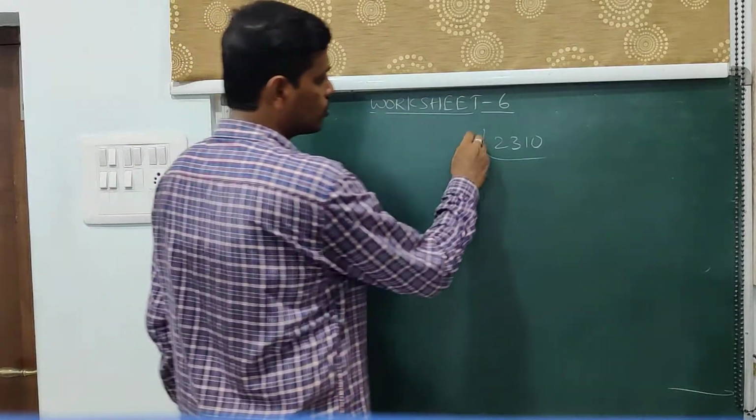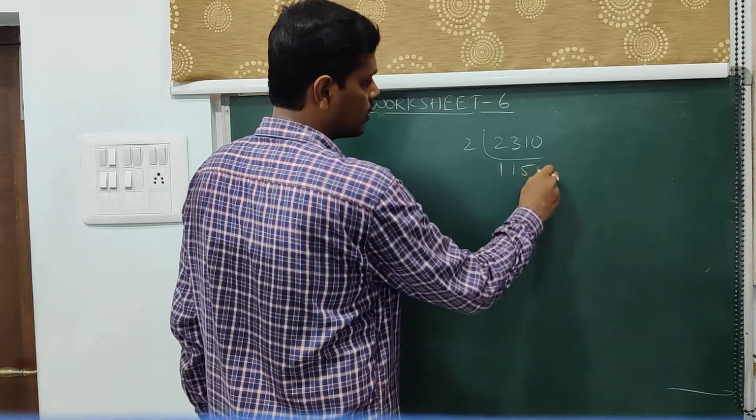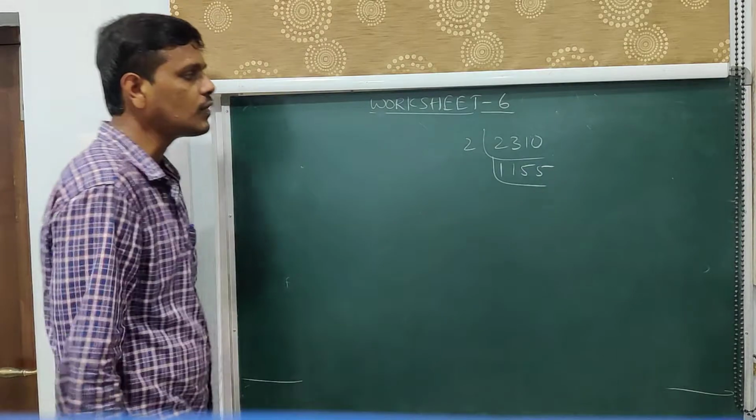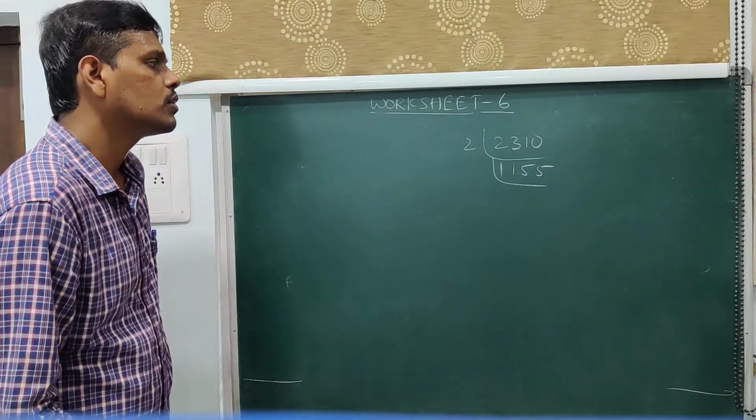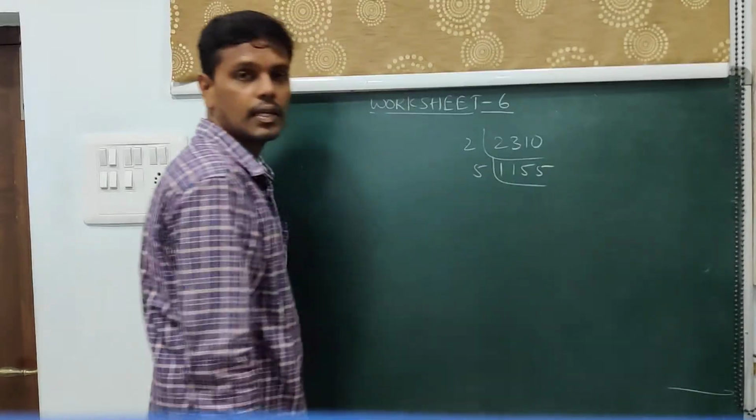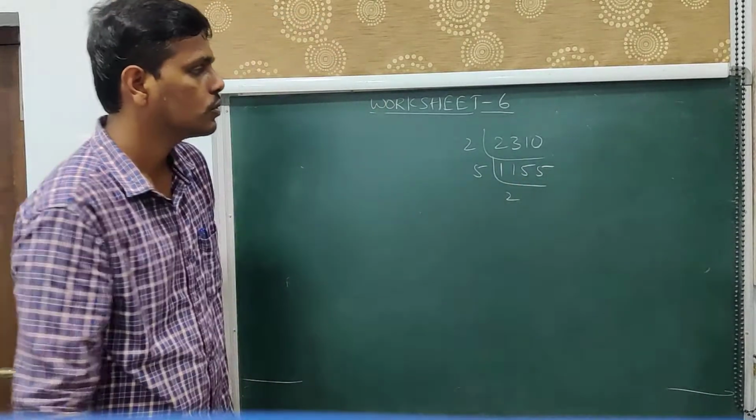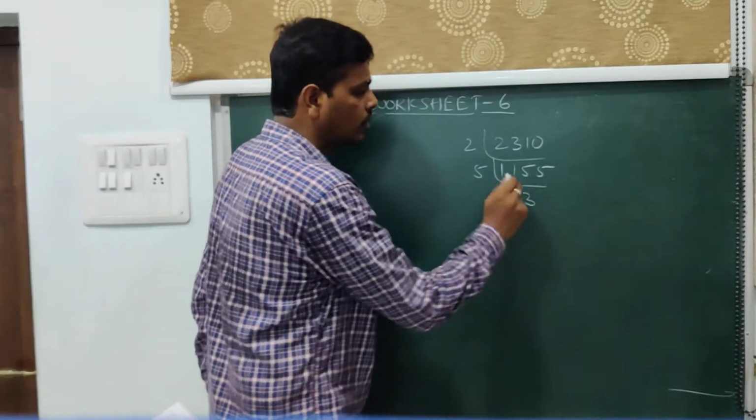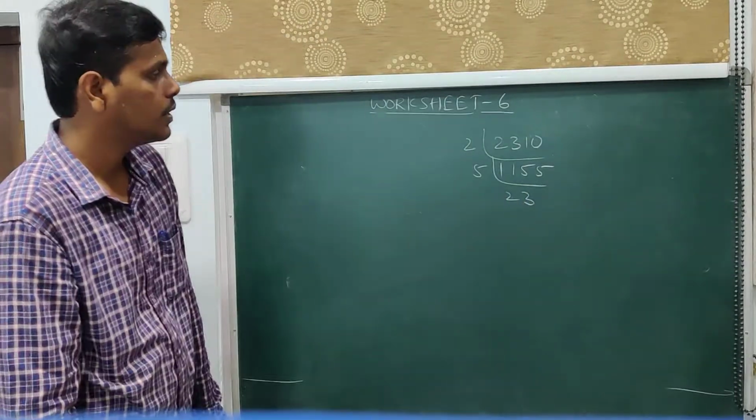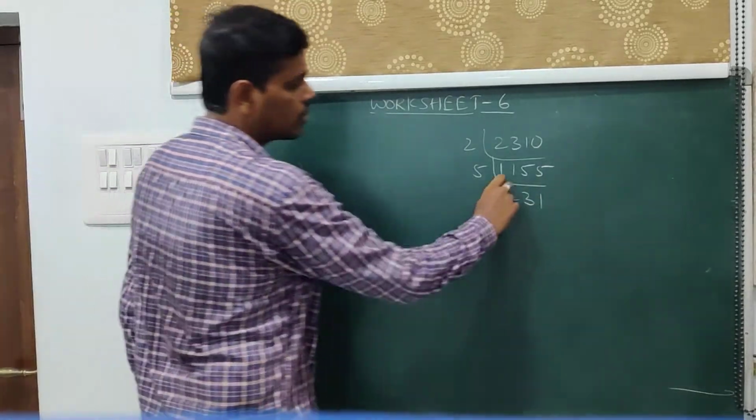So if I start with 2, then what happens? 2 1s are 2, 2 15s are 30, 2 5s are 10. So it goes in the 5 table. That is what you can see clearly. 5 2s are 10, so you will be left over with 15. 5 3s are 15. Then 5 1s are 5. It goes in the 3 table.